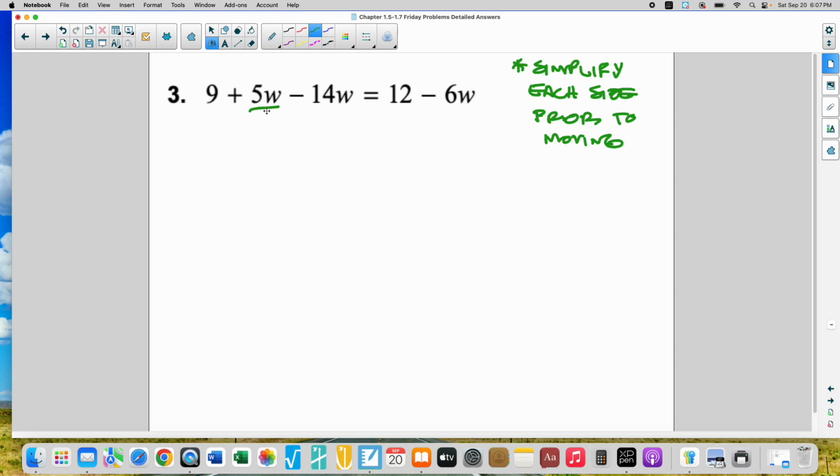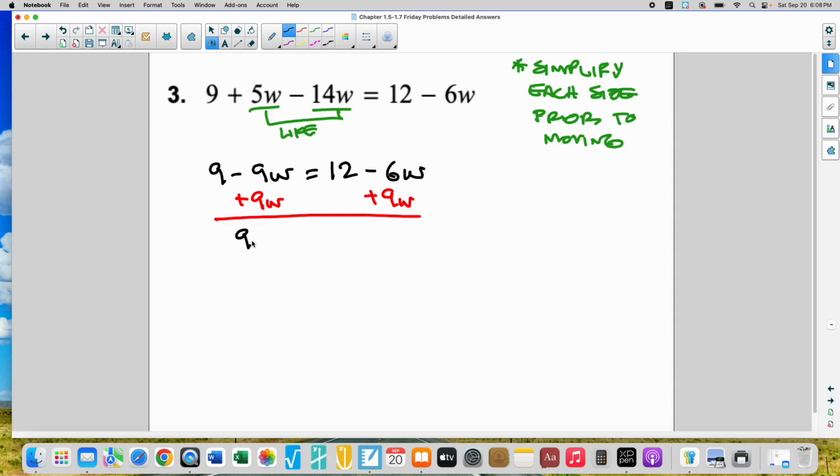Okay, so these are on the same side of the equal sign, so we can combine them. They are like terms. We can combine these because they're on the same side. We can't combine it with this. This is on a different side. So 5w minus 14w leaves me with negative 9w equals 12 minus 6w. Now I'm going to move my variables first, so I'm going to add 9w. I'm going to move the w's to the same side. 0 equals 12 plus 3w.